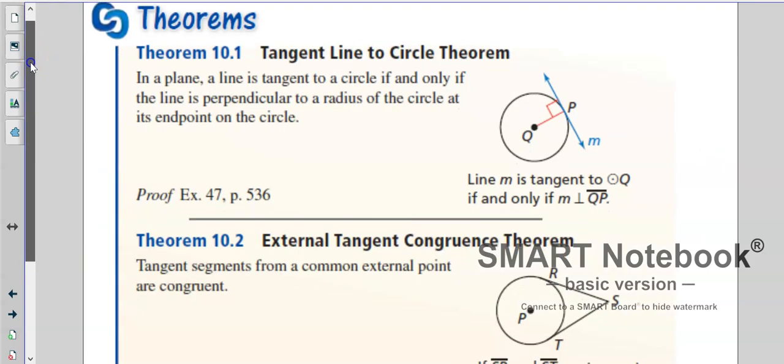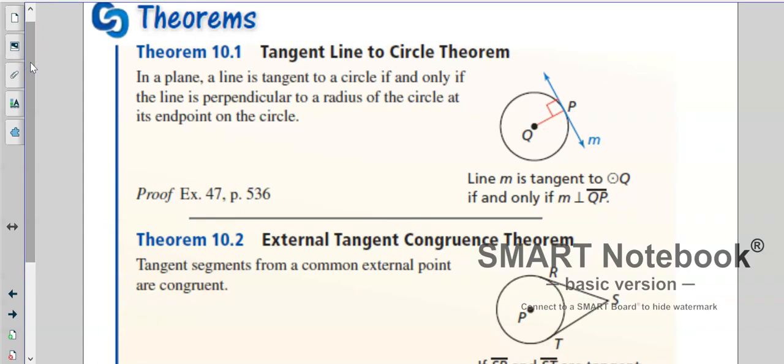All right, some theorems. Can't have a unit without theorems. So, tangent line to circle theorem. In a plane, again, your piece of paper, a line is tangent to a circle if and only if the line is perpendicular to the radius of the circle. So when it touches at this one point, right there at P, it is going to be perpendicular to a radius. Now, there's a lot of radii in this circle, but only one is perpendicular to that tangent line.